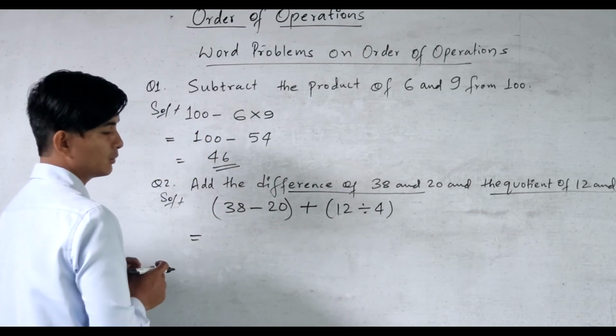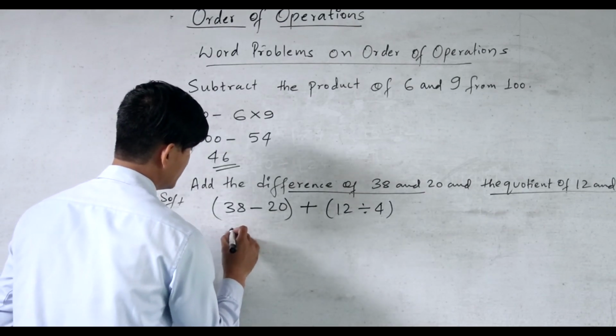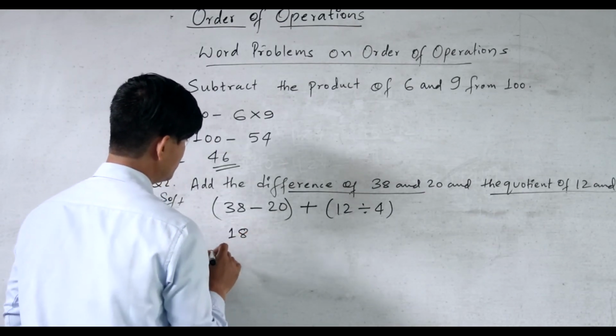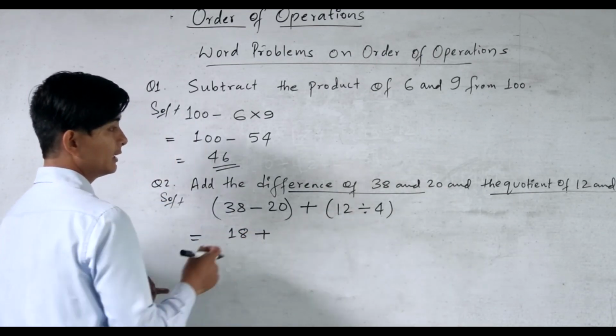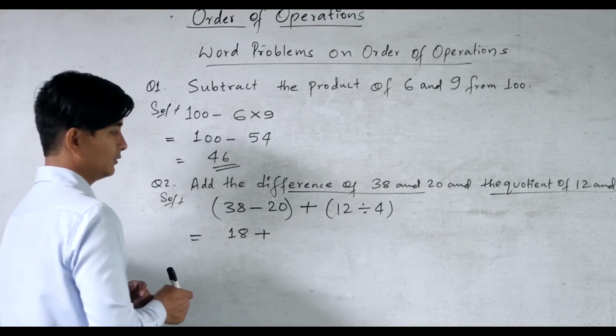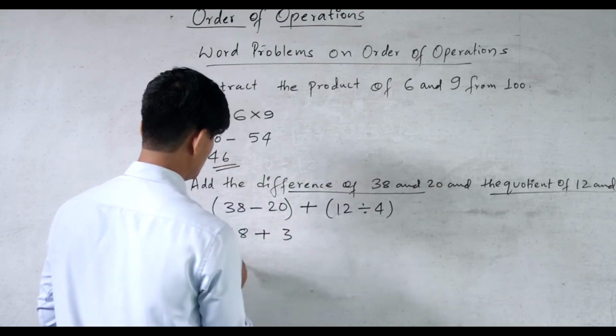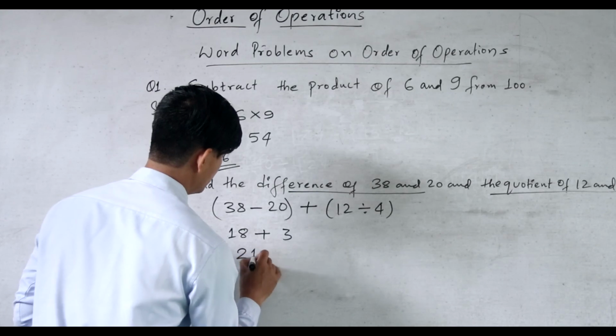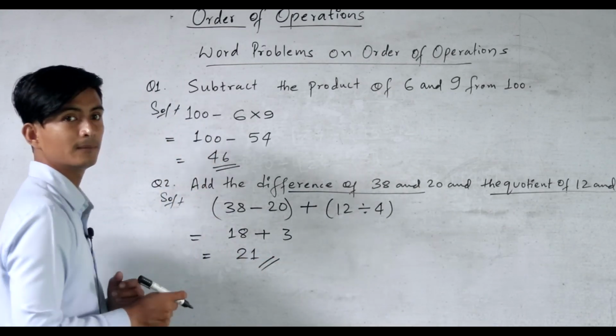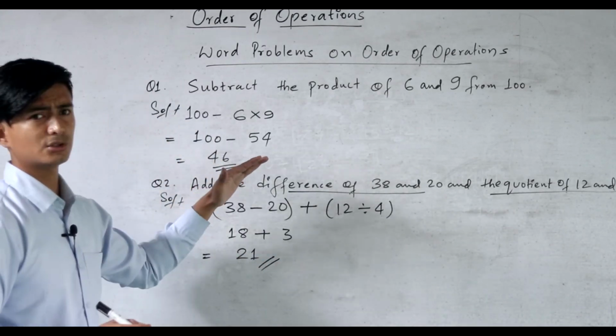38 minus 20, how much will you get? You will get 18, right, plus, dividing these two, how much comes? 12 divided by 4 will get 3. So finally if you add this to 18, 21 you will get.